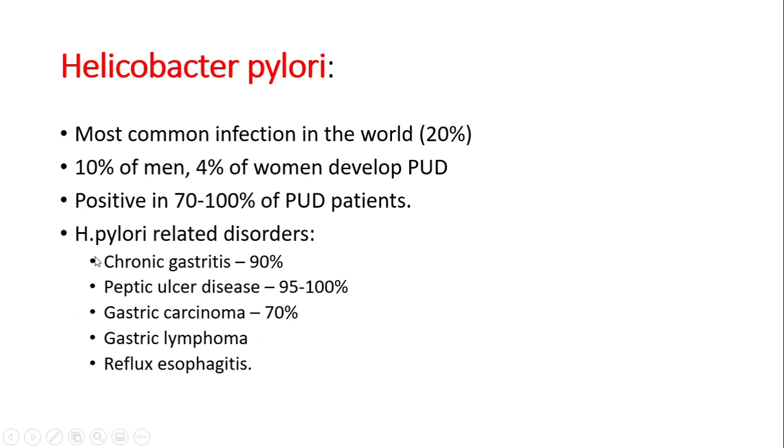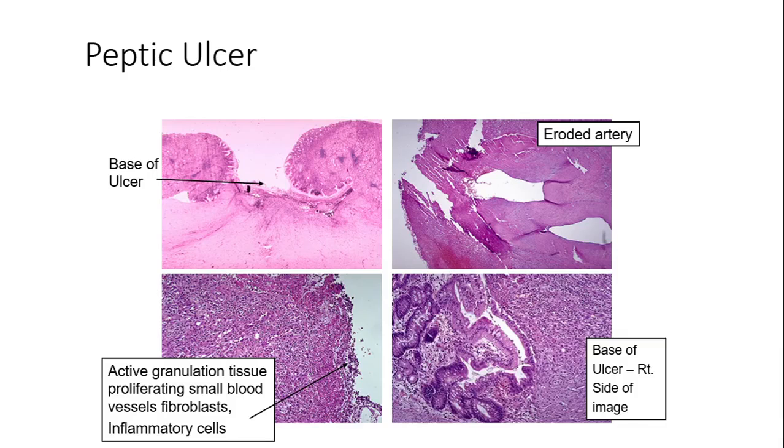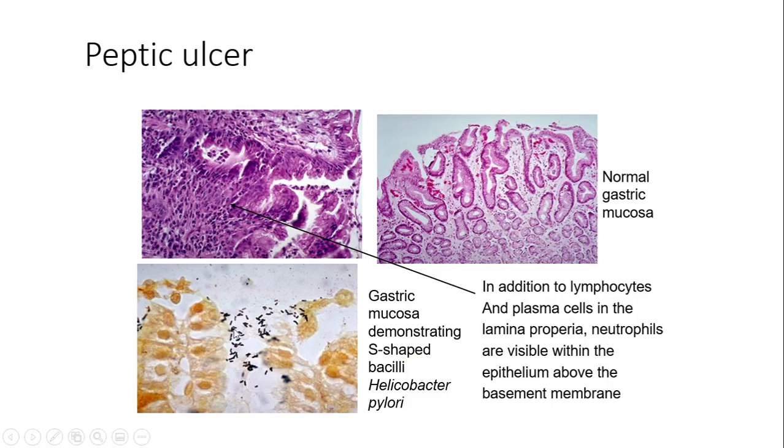Put in mind again, H. pylori is implicated in all these types of gastric disorders. They are again gram-negative spiral bacilli or comma-shaped or cocobacilli, spirochetes. They do not invade the cells. They are inhabitants within the superficial mucus layer. They are extracellular, not intracellular.